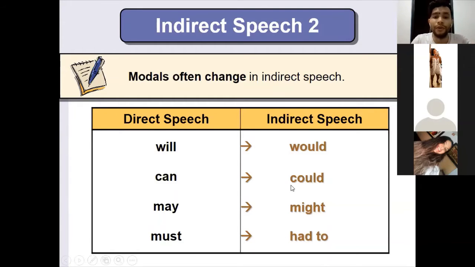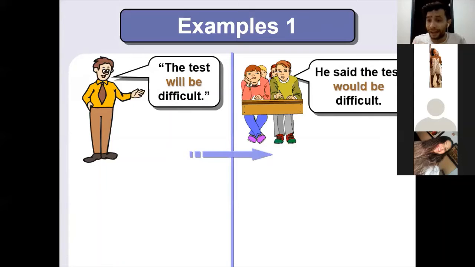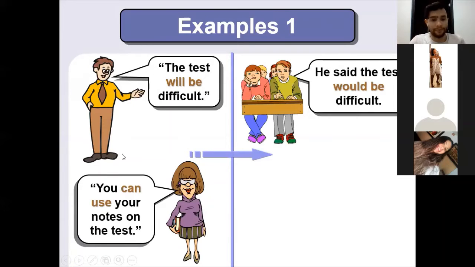So let's continue with examples. Take a look at the man here. He says, the test will be difficult. How do you think is the reported speech? He said the test would be difficult. Excellent. He said the test would be difficult, right? Again, el test o el quiz será difícil. Y él dijo que el quiz sería difícil, right? That's how it changes. Another example.